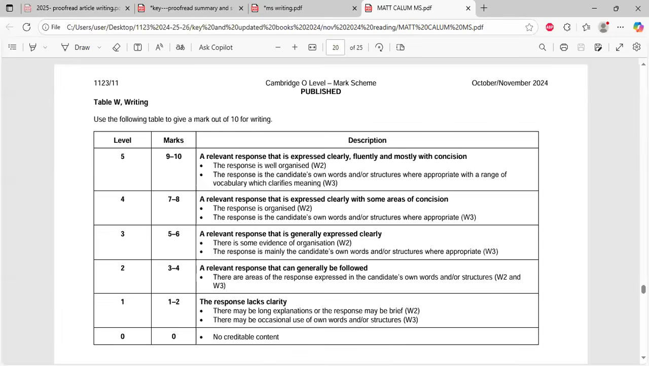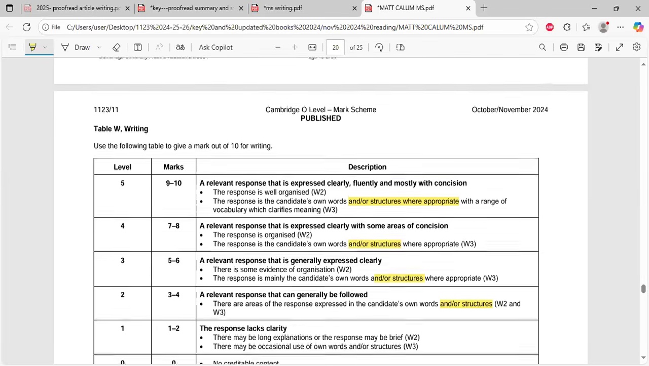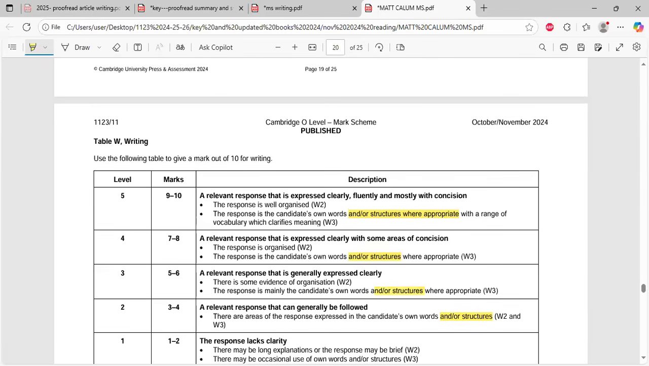So again, in writing, even when the examiner is marking your summary out of 10, it is mentioned that you should be able to use structures where appropriate. And how important it is, even if you look at the lowest marks, 3 to 4, it still says structures. So structures are ways to construct sentences, my dear. This is the marking scheme for October, November 24. We also have a marking scheme for May, June 2025. You can see it is just the same without any change.